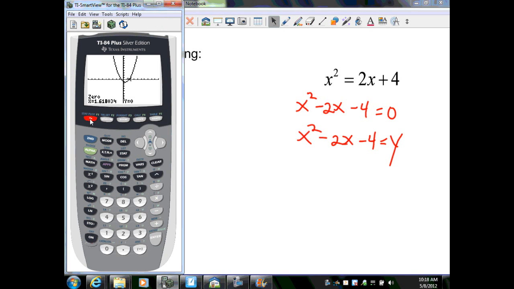Let's go to y equals. I'm going to clear that function and then enter the one I want, which is x squared minus 2x minus 4. Again, I need to graph this because I cannot factor this function, and also it's not set up for the correct method to use square roots. Let's graph the function.